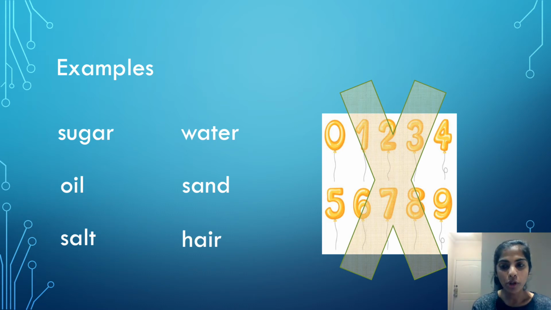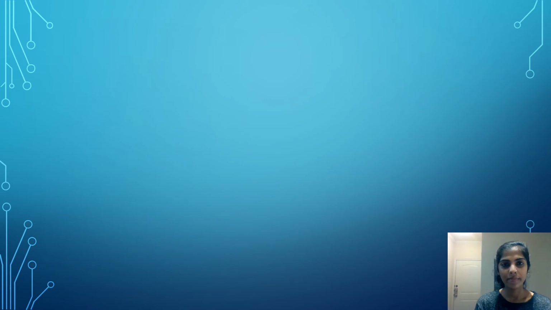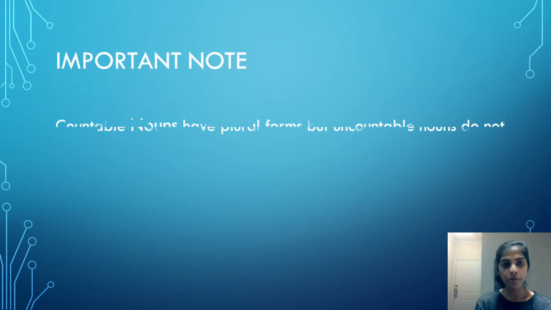So guys, one very important point to be noted here is that you can never say please add some sugars to my tea, because sugar is an uncountable noun, right? You can't say please give me some waters. You would say please give me a little bit of water to drink, or give me some water. Please put some oils in the pan. You can't say that because oil is again an uncountable noun. So whenever you talk about an uncountable noun, you should never ever use the plural form for that. So that is the important note out here.